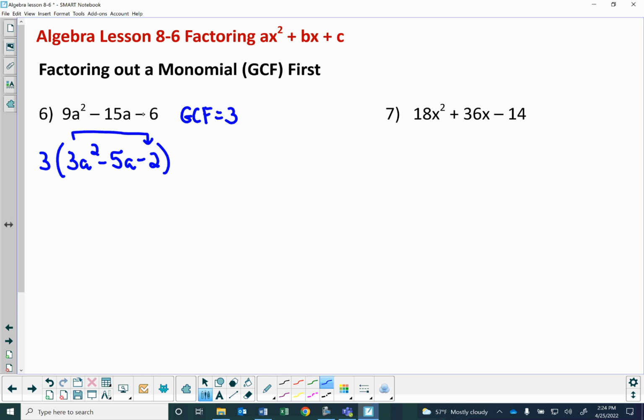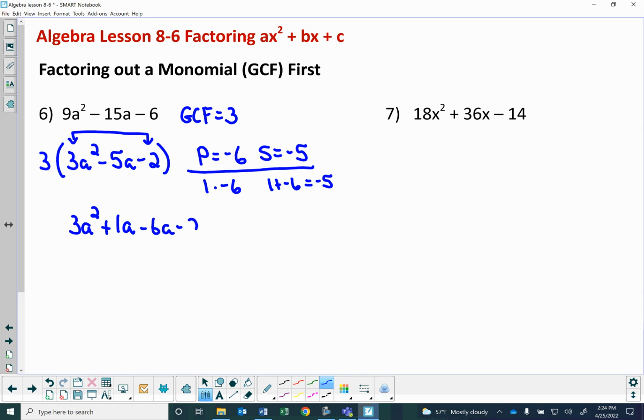So now I need a product of negative 6 and a sum of negative 5. So one factor's got to be positive, one factor has to be negative, and the larger of the two factors has to be the negative factor. I am thinking 1 times negative 6, because 1 plus negative 6 is negative 5, so that works. So I'm going to take just what's in the parenthesis here, just the 3a squared minus 5a minus 2, and rewrite that. So I have 3a squared plus 1a minus 6a minus 2. So all I did was, again, rewrite 5a as positive 1a minus 6a.